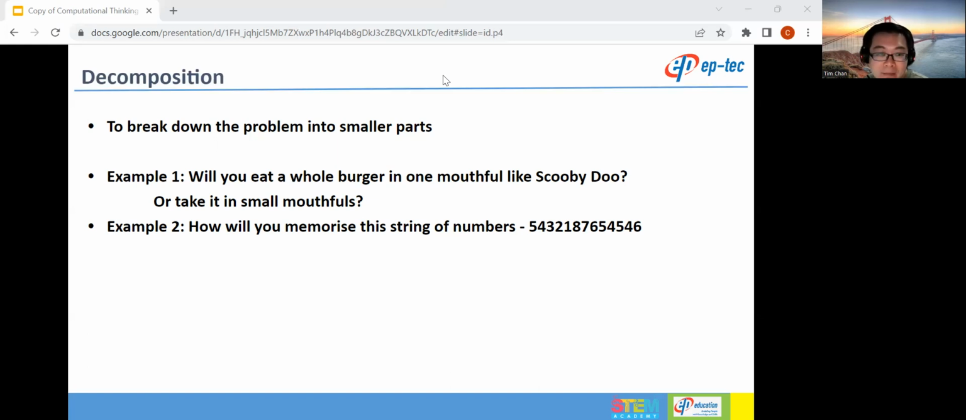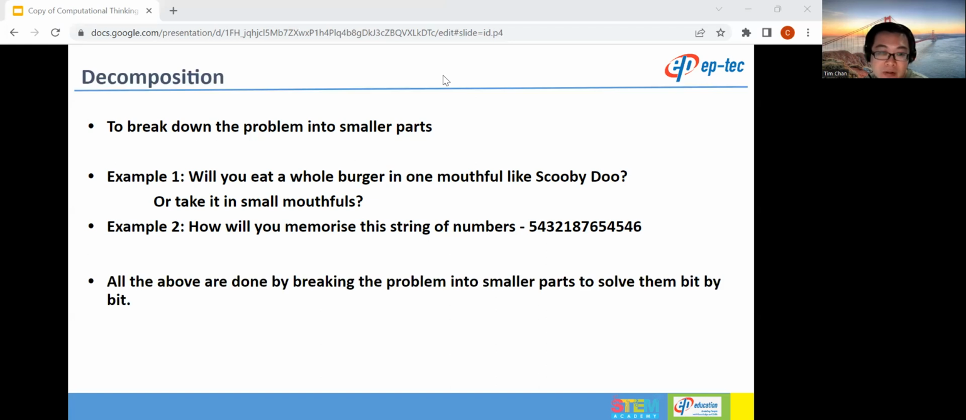All the above are done by breaking down the problem into smaller parts, and after that we realize it became easier to solve. This is a cute picture of Scooby-Doo eating a burger in one mouthful, which is something we can't do. We need to break it up and eat it in multiple mouthfuls.